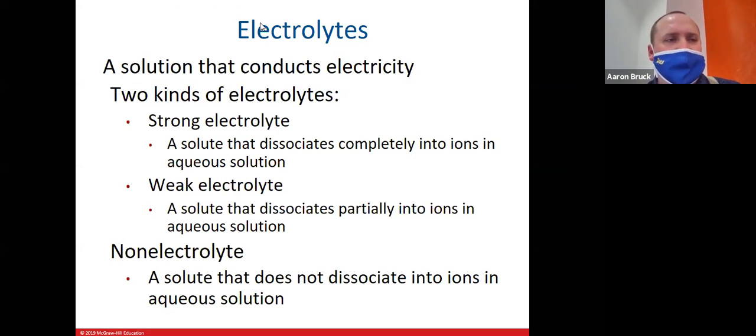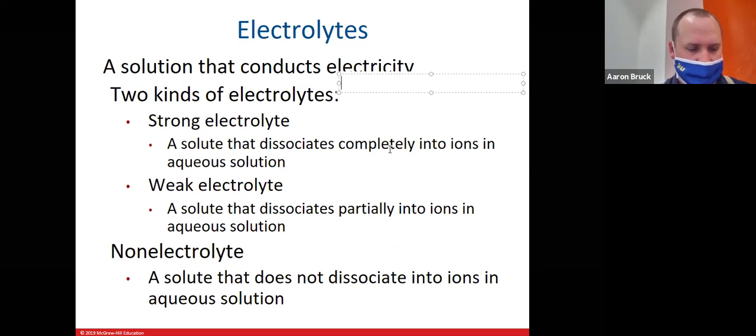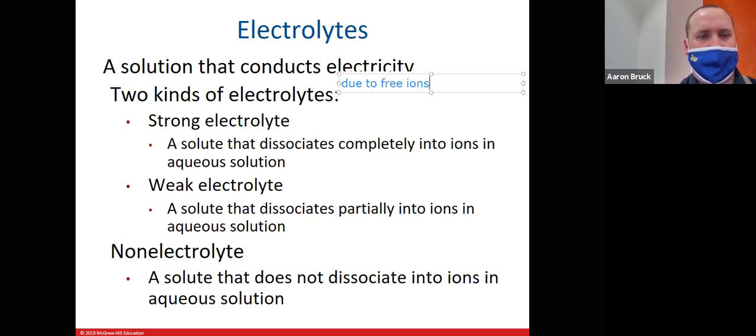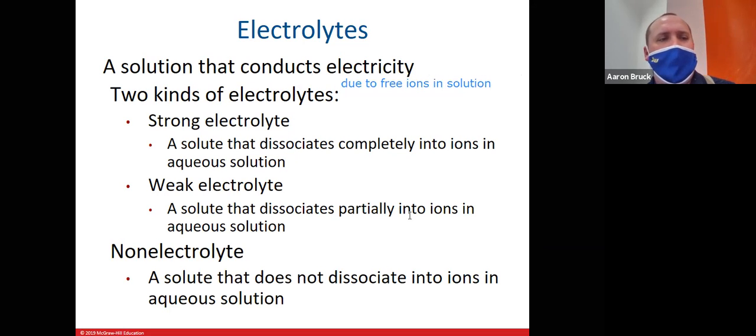And they conduct electricity due to free ions being in solution. So what I mean by that is in that solution, you have to have ions present. If the ions aren't in the solution, it will not conduct electricity. The more ions that are in the solution, the better it is at conducting electricity.